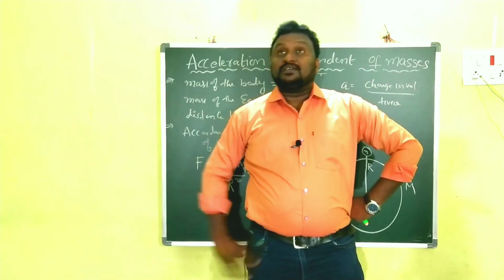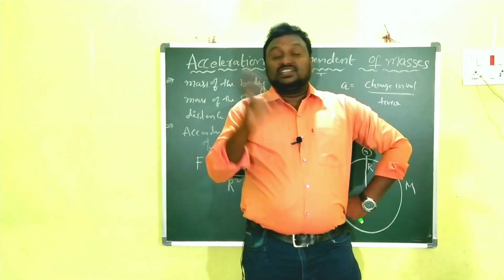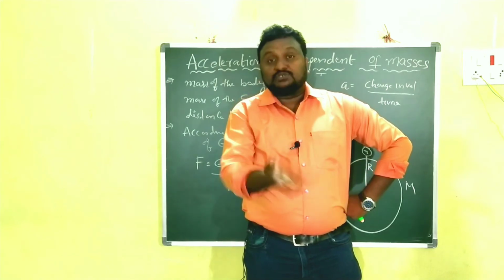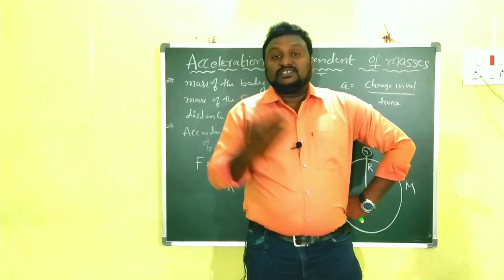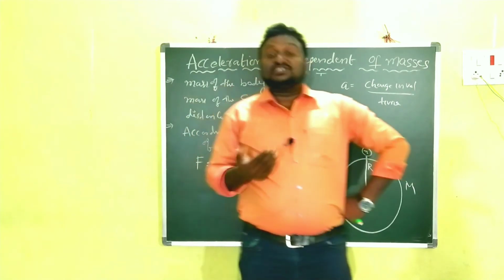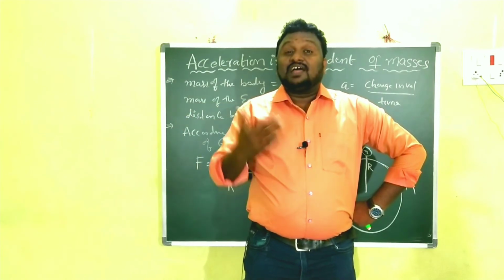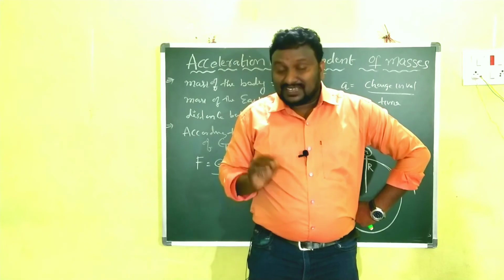Acceleration due to gravity. When the body is falling freely from a certain height, the initial velocity is 0, but when the same object reaches the ground, it has maximum velocity. That's why there is some acceleration for the body because of gravitational force. That's why its acceleration is called acceleration due to gravity. What is that? Acceleration due to gravity.